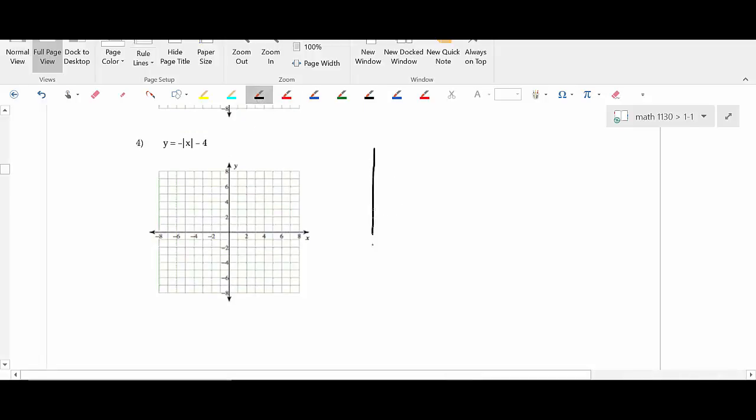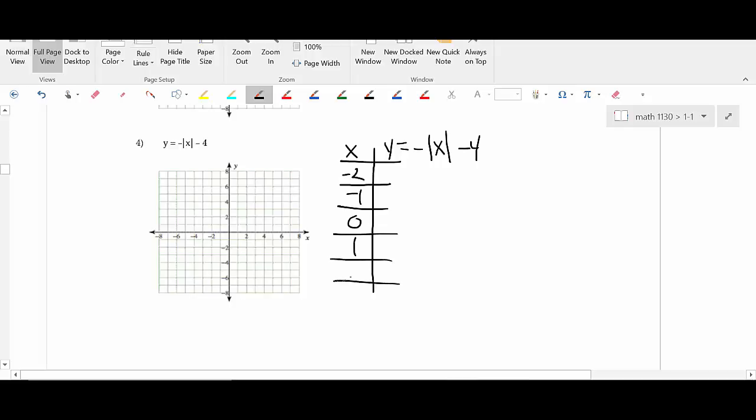We're going to do a table of values. Okay, now I'm going to have x and y. y is going to be negative absolute value of x minus 4. So let's see, on this one what I'm going to do is primarily I'm just going to do the same values, okay? The more values you get, the better off you are, but it's a good idea to usually try about 5.